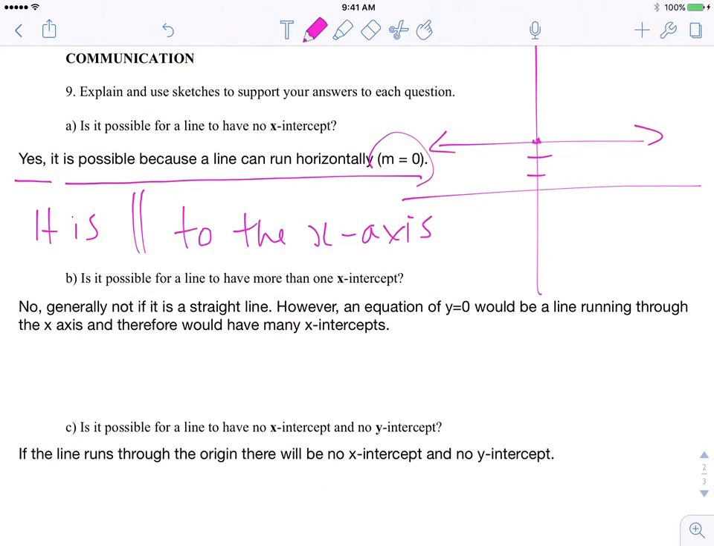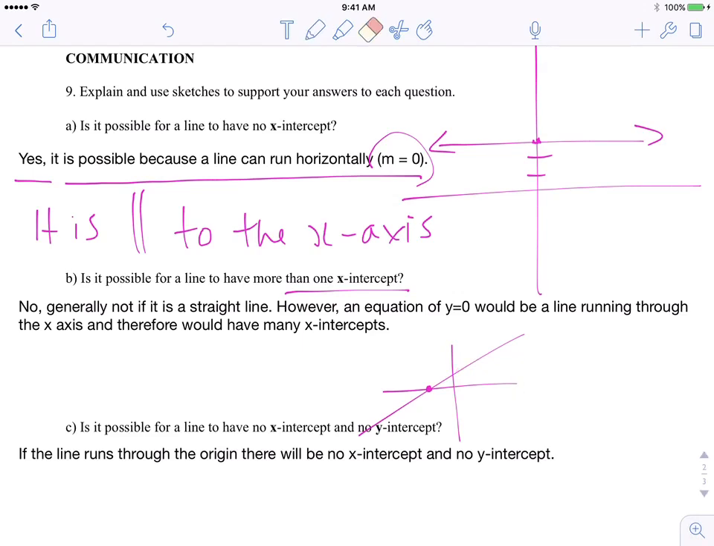Is it possible for a line to have more than one x-intercept? Well, no, generally not if it's a straight line. So you might be thinking of a line like this. It's going to have one x-intercept right there, and of course it's not going to bend backwards and touch the x-axis again because it's a straight line.